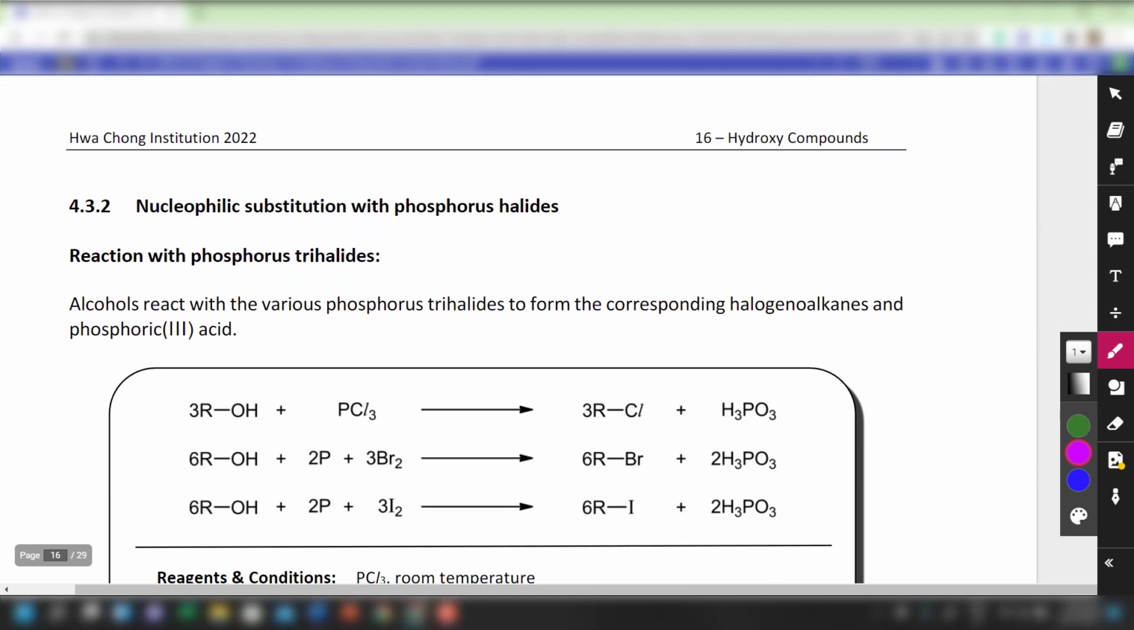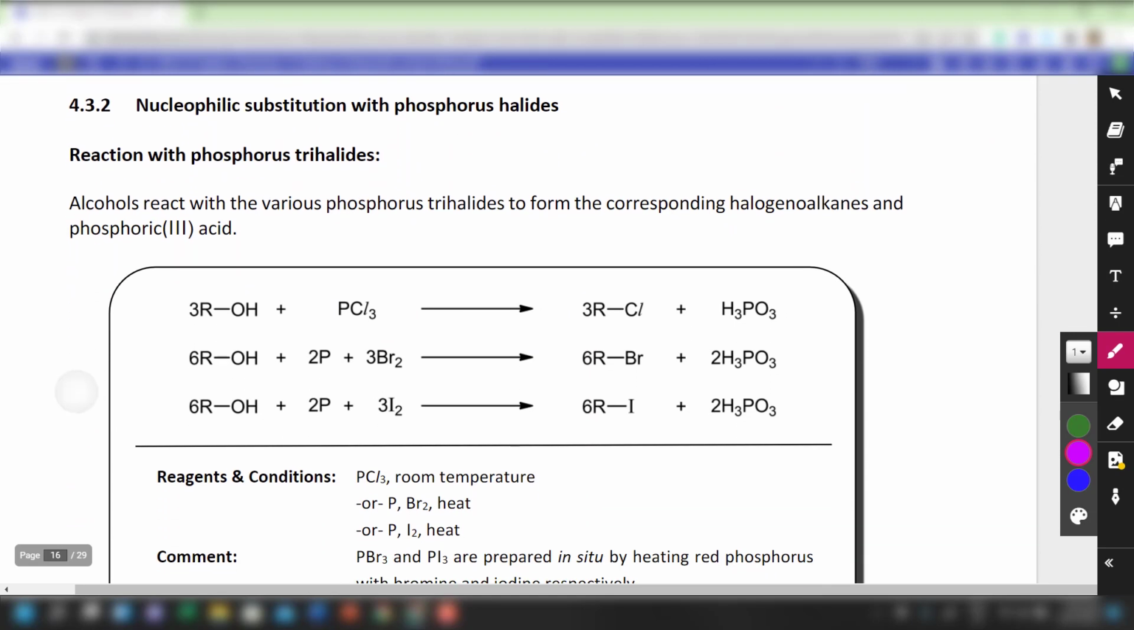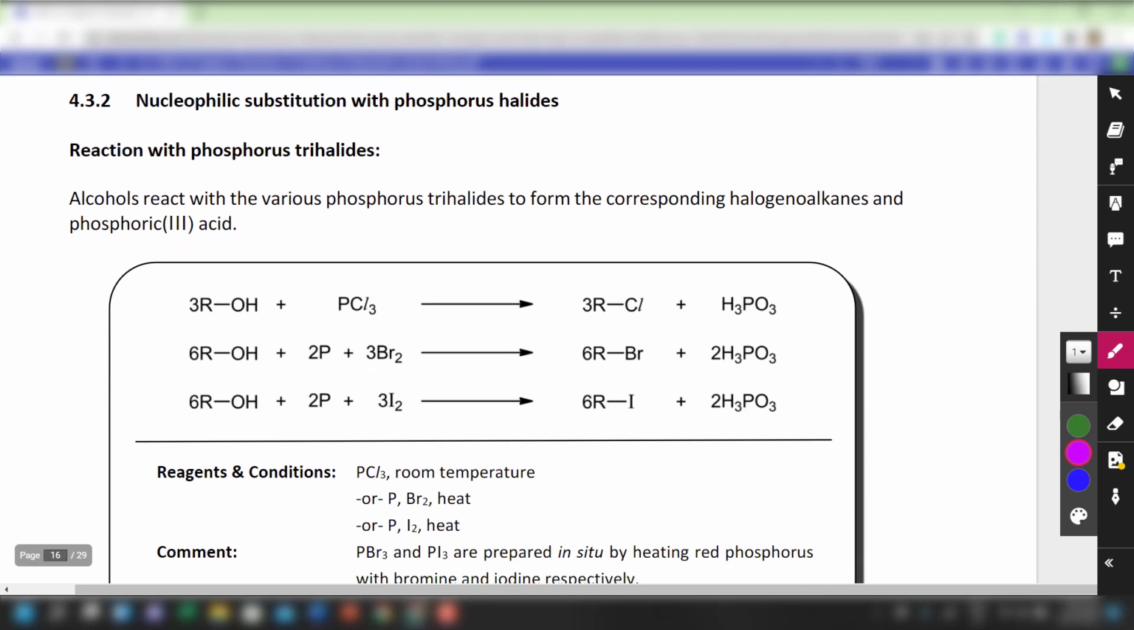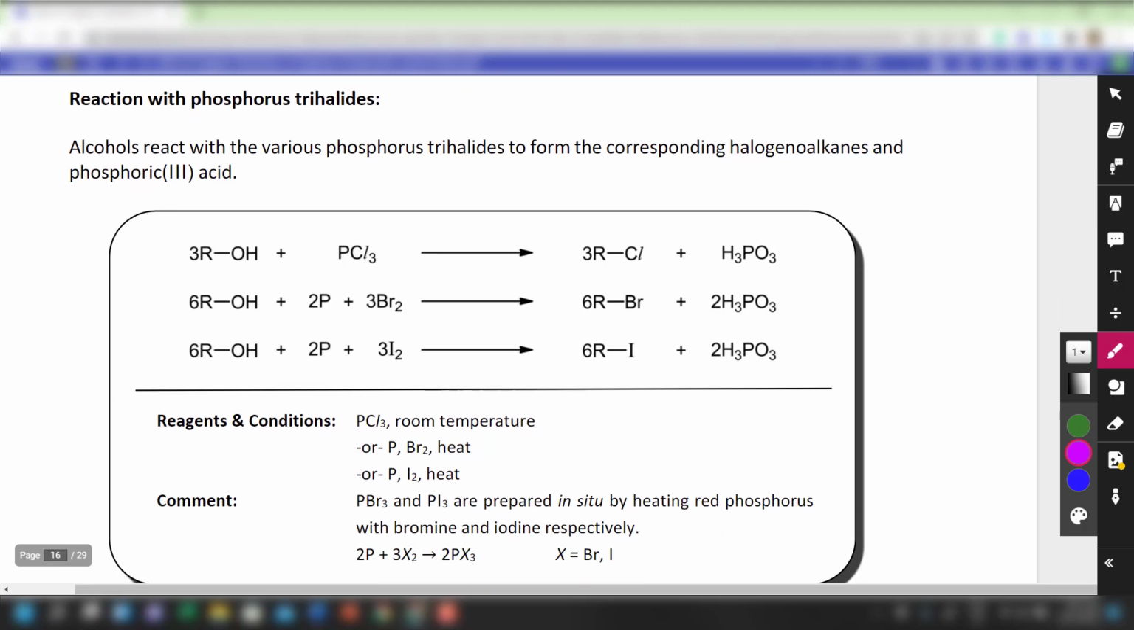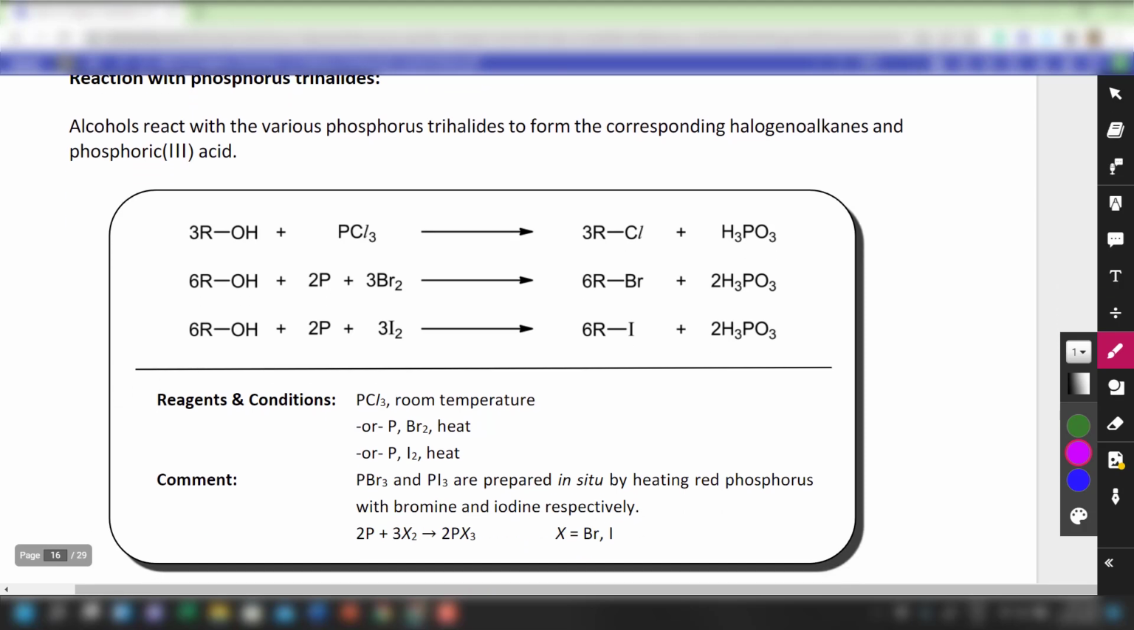Okay, and then next we are going to discuss the popular reaction, which is to use phosphorus halides. So there's a difference between phosphorus trichloride and phosphorus pentachloride. Just want all of you to remember, phosphorus trichloride is actually a liquid. Phosphorus pentachloride is a solid. So it depends on the kind of reaction you want to do. You can decide which one you want to handle.